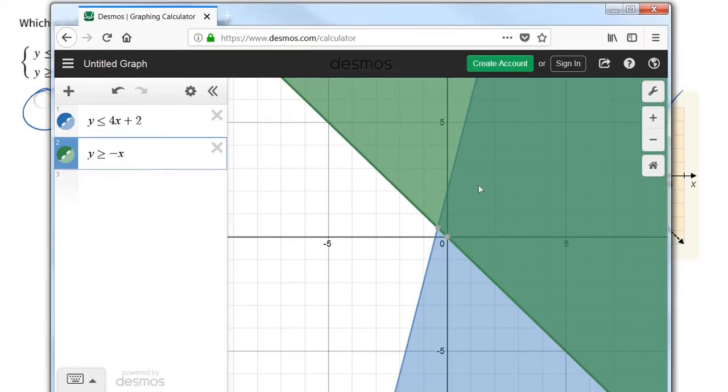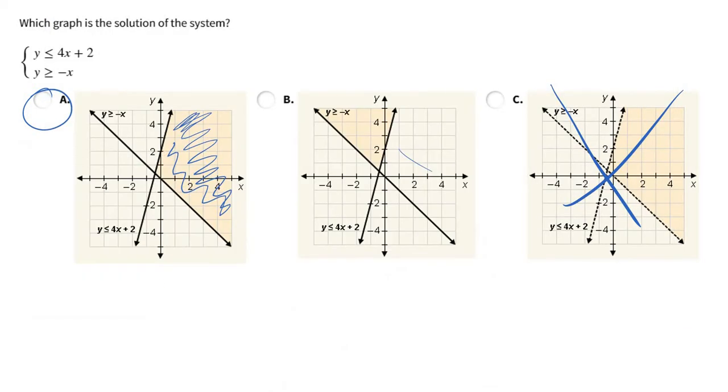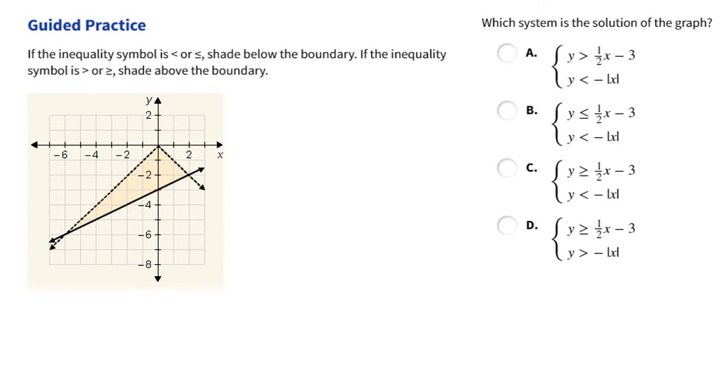So again, I just want to illustrate, worst case, go graph these on Desmos.com and see what it looks like. Awesome tool. Okay, one more type problem let's look at. What if you deal with like absolute value in lines? It doesn't matter, okay? Which system is the solution? So they give us a graph and they want us to decide, well, what's the system? We're actually going backwards.